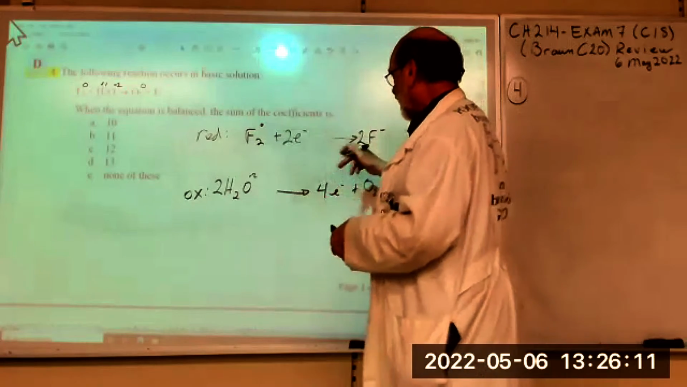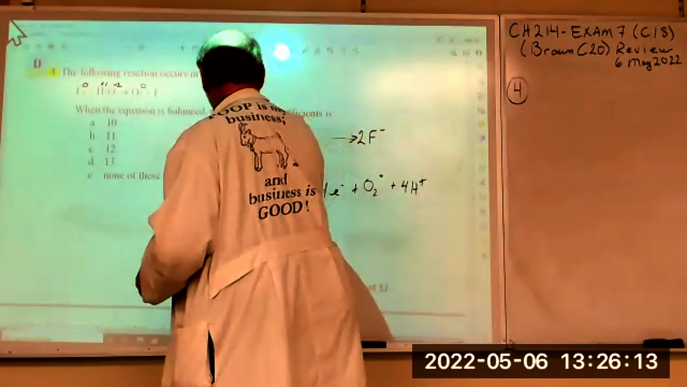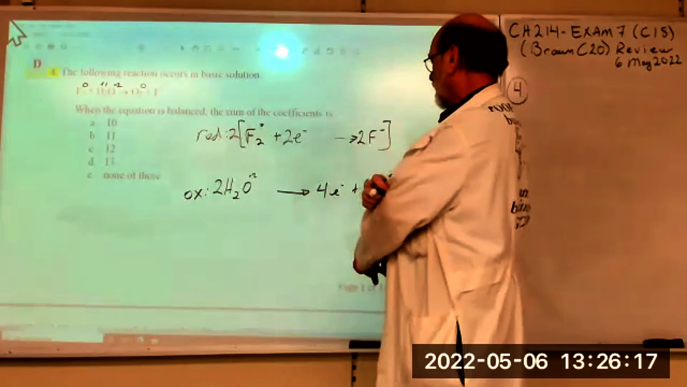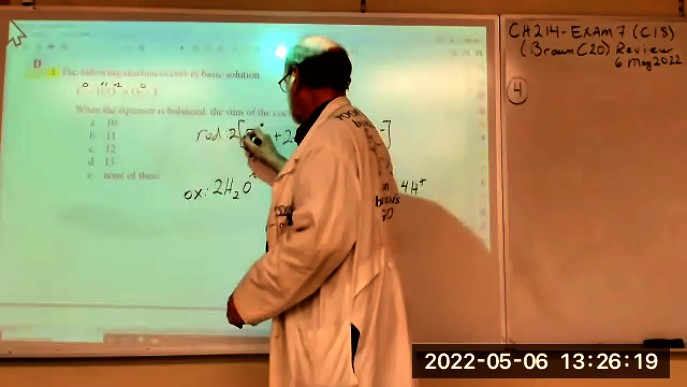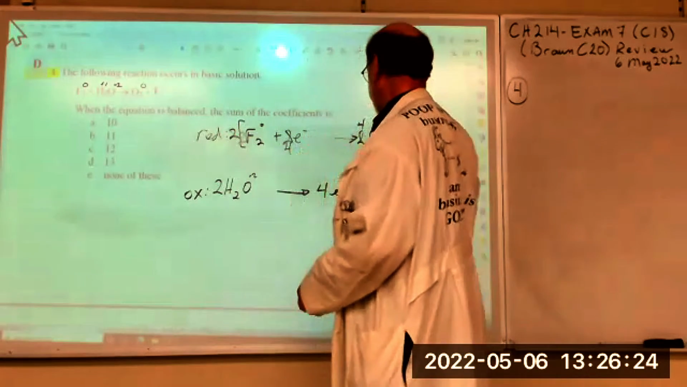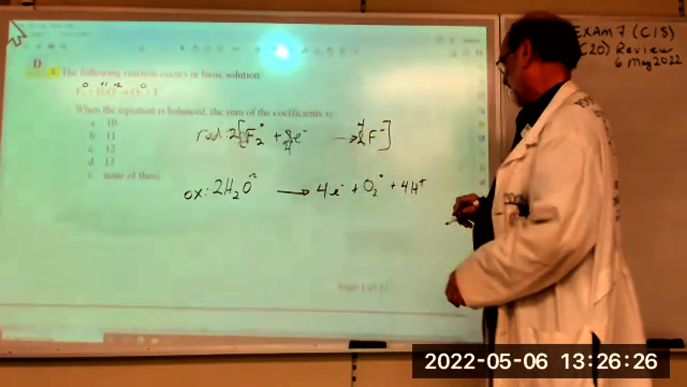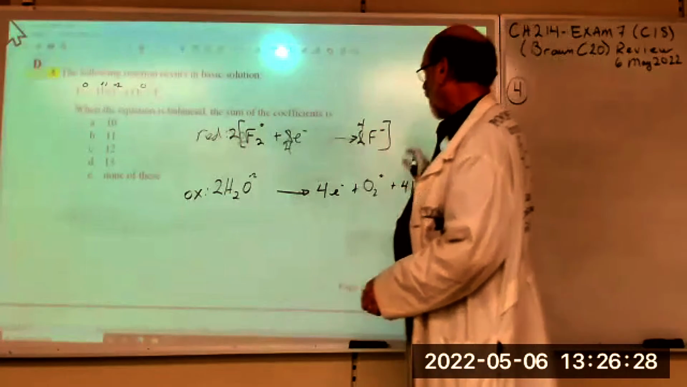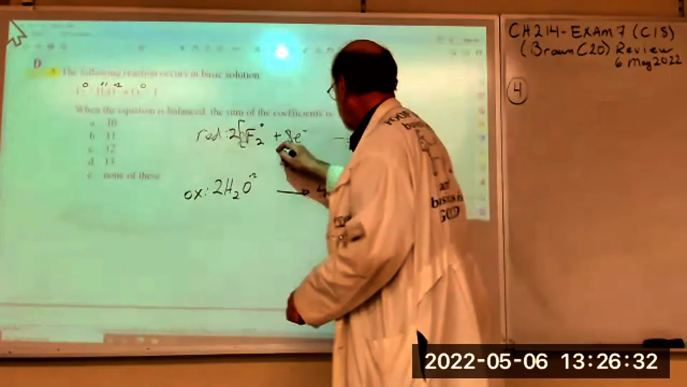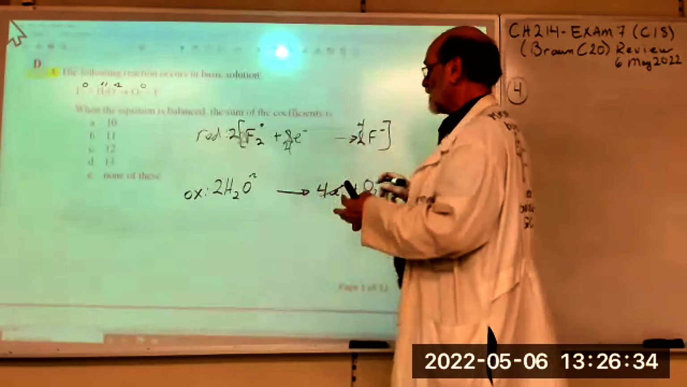Okay, now to balance the electrons, we need a coefficient of 2 here. And that'll give us a 2 here, a 4 here, and a 4 there. All right? So we have no water to cancel. The electrons will cancel. And now we can add up our coefficients.